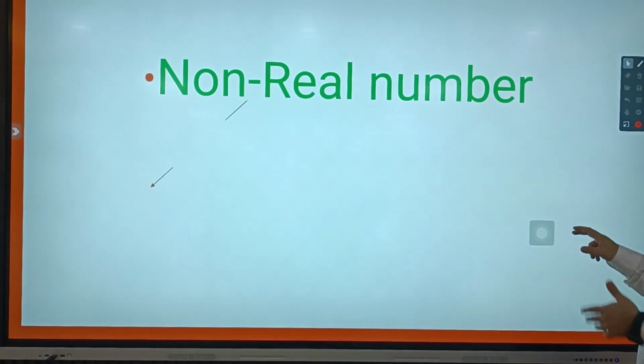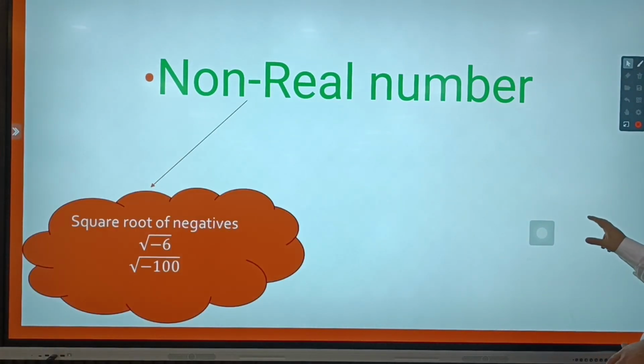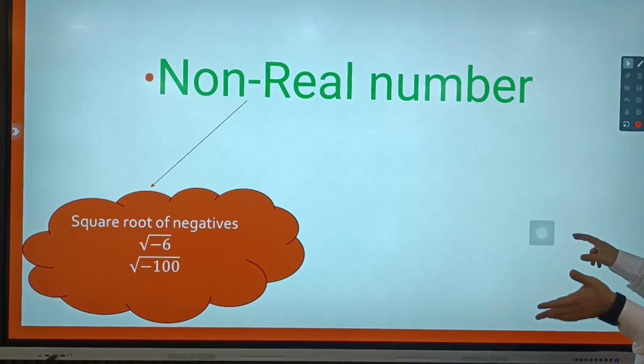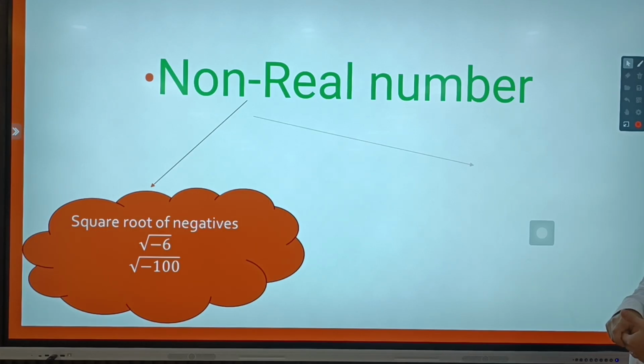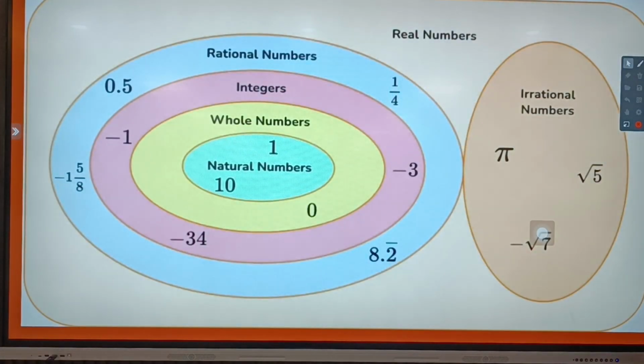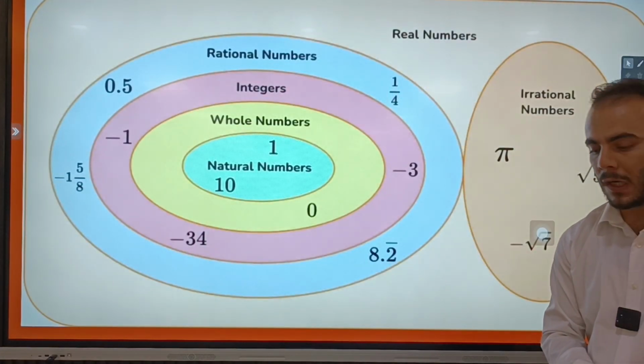How about non-real numbers? We already mentioned them. There are two types of non-real numbers: square root of negatives, as you can see, square root of -6, square root of -100. And then the second type of non-real number was a number over 0, for instance, 2 over 0. These two types of numbers are non-real numbers.